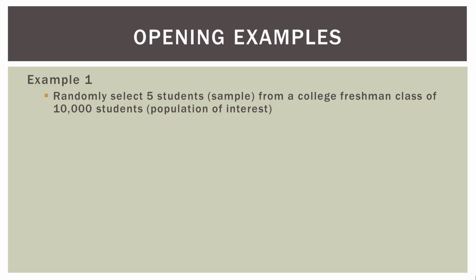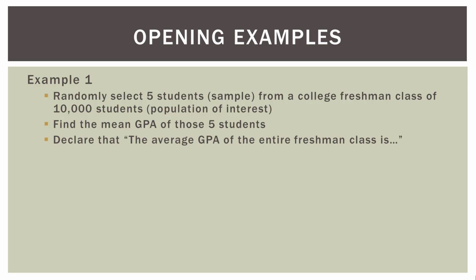So our population of interest is the entire freshman class, all 10,000 students. The 5 students will be our sample that we're going to randomly select from those 10,000. So what we do is we find the mean or the average GPA of those 5 students. Then in our paper or report, we say the average GPA of the entire freshman class is whatever we found our mean GPA to be of those 5 students.